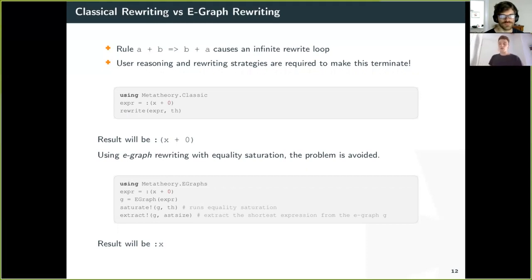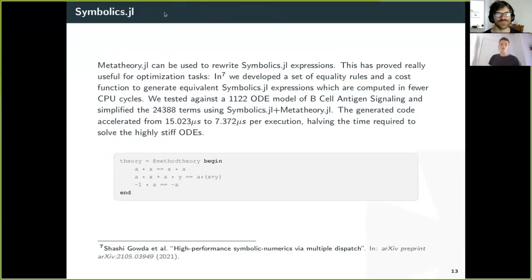And going ahead, we are going to show some examples of Metatheory.jl and some use cases where we use Metatheory. So the first one, and most exciting and important one, is the integration of Metatheory.jl with Symbolics.jl, the new computer algebra system developed by the MIT guys and the Julia community. So Metatheory.jl can be used to rewrite any Julia expression, any Julia symbolic expression, and also Symbolics.jl expressions.